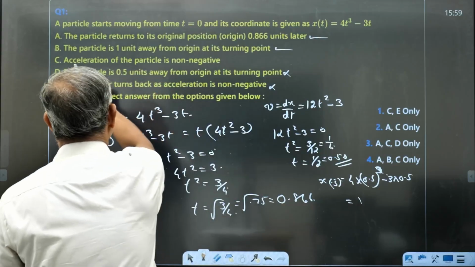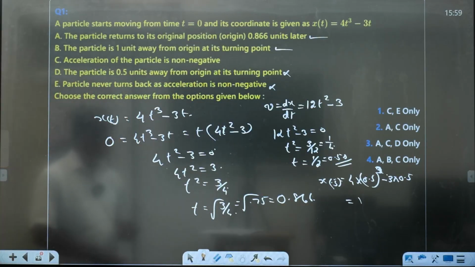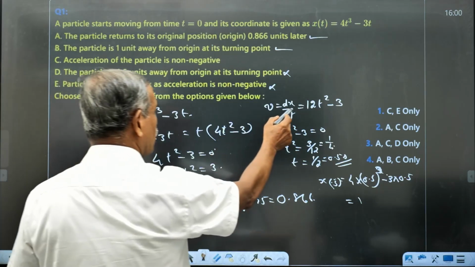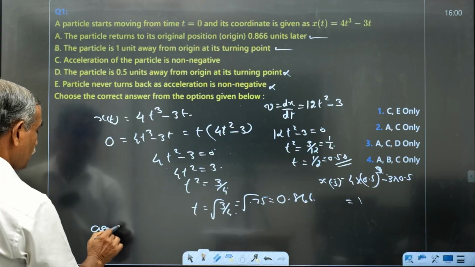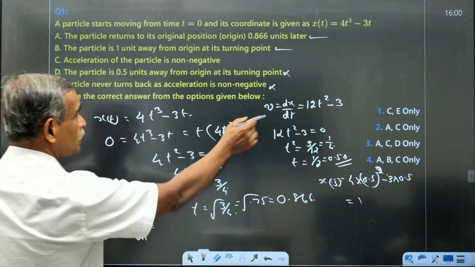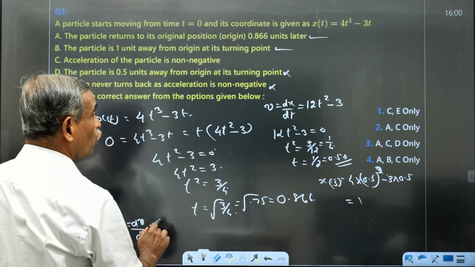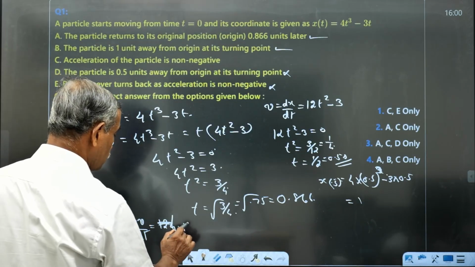But now we have to see whether acceleration of the particle is non-negative. To get that, we got the velocity equation. Velocity equation is this one. Then what is the acceleration equation? Acceleration is equal to dv/dt. That on calculation is equal to 24t.